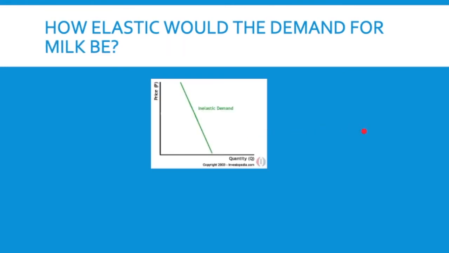How elastic would demand for milk be? Oh, I guess I gave it away. There should have been some other ones here, but it would be very inelastic. There's not really a substitute for milk. If you need milk for babies or for protein, whatever it might be, for cereal, you can't pour juice into cereal. You can't pour water into cereal. You need milk for cooking. So milk has traditionally been very inelastic.